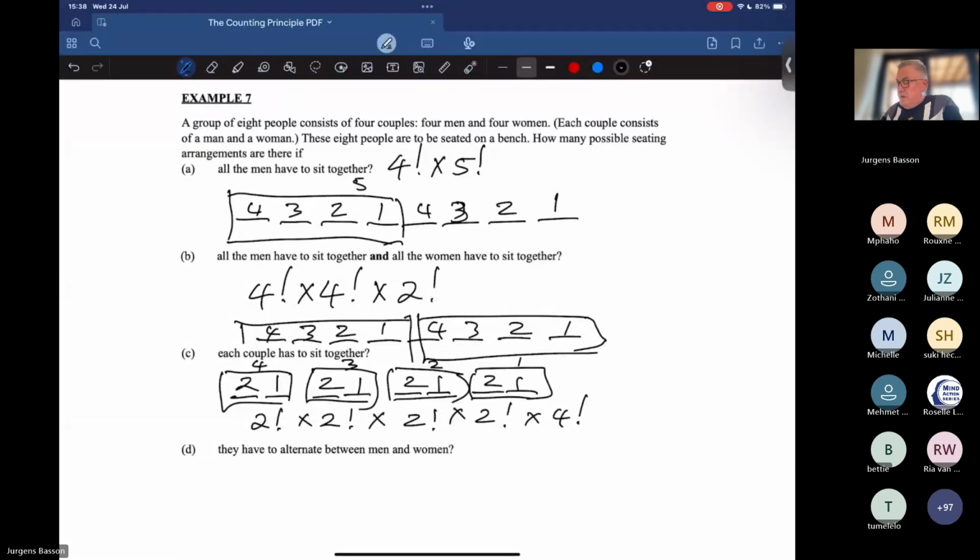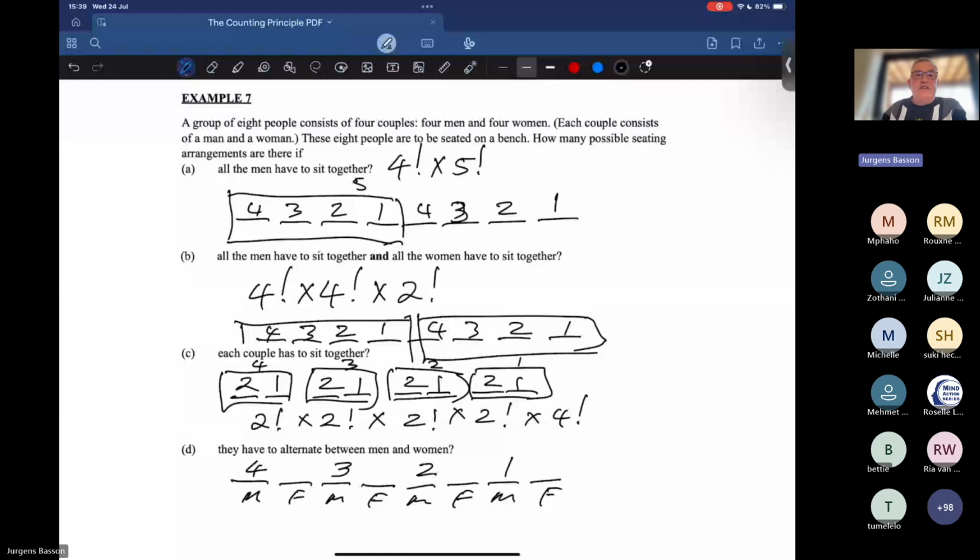Now, this is typically a problem where it's quite important that we draw the lines. So to see what is happening here, 4, 5, 6, 7, 8. So if I say it's a male, female, male, female, male, female, male, female, they alternate. So now I start with the males. This male, any one of the 4. This male, any one of the remaining 3. This one, 2. This one, 1.